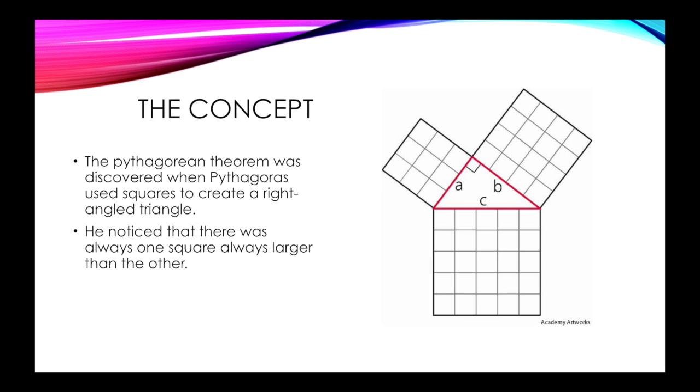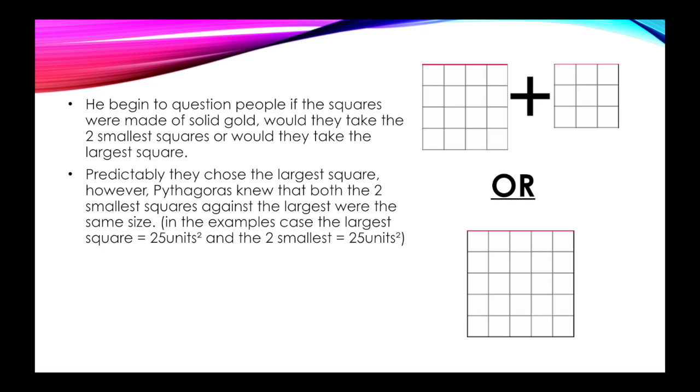So now we'll look at the concept of Pythagoras' theorem. The Pythagorean theorem was discovered when Pythagoras used squares to create a right-angled triangle, as you can see on the right. He began to notice that there was always one square larger than the other two. He then began to question people around him: if the squares were made of solid gold, would they take the two smaller squares or would they take the larger square?